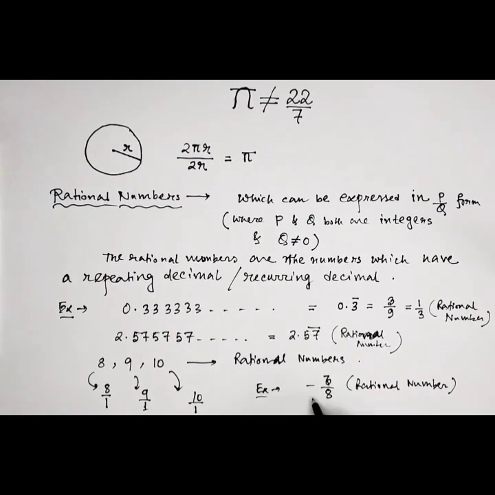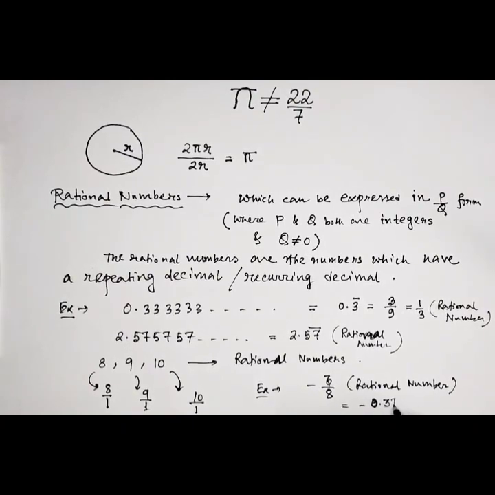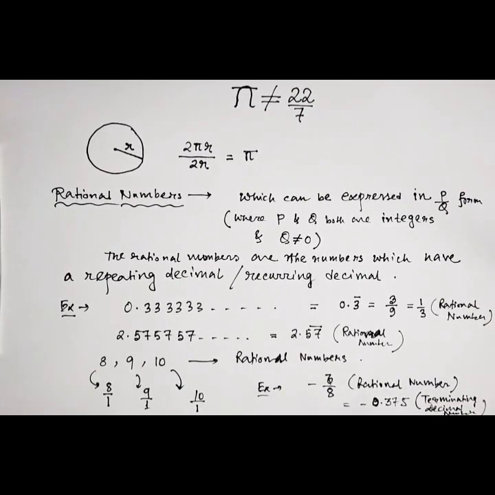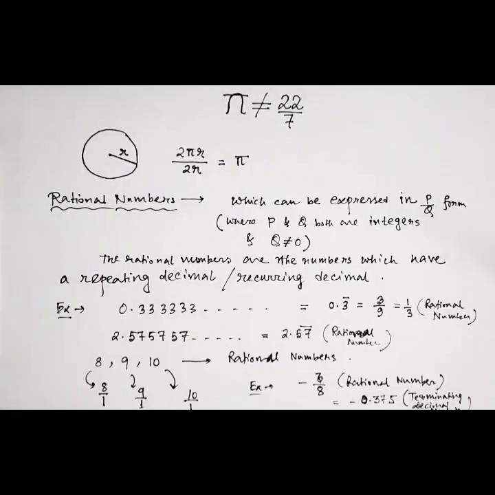It will give the value of minus 0.375, that is a terminating decimal number. That's why it is called a rational number. So, in rational numbers, we can see that the numbers are expressed in P by Q form, where P and Q both are integers, or the number has a recurring decimal or a terminating decimal value.